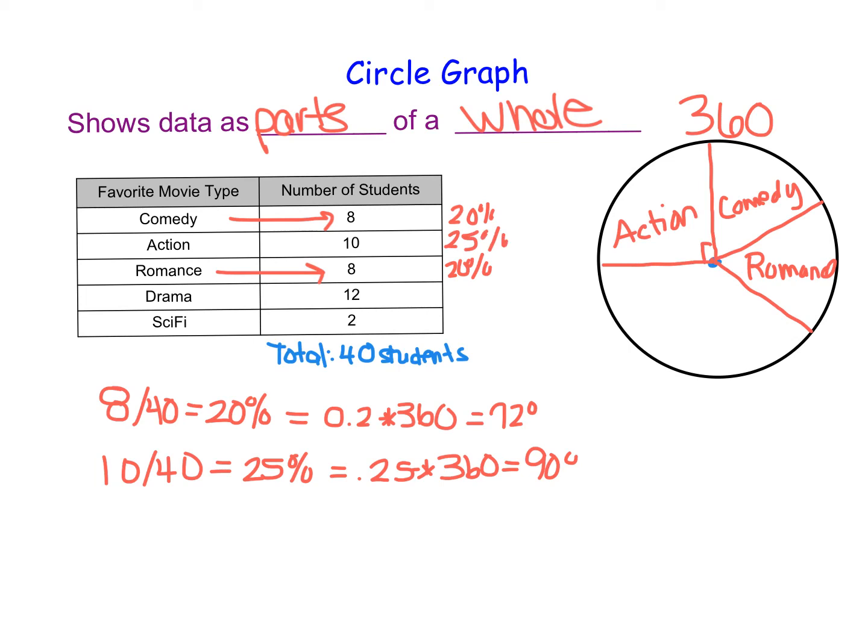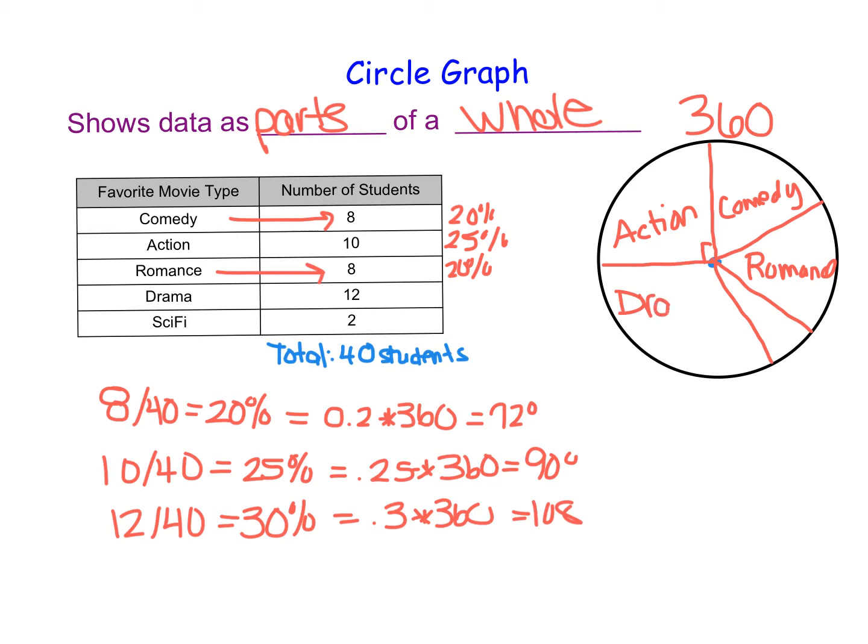Then I take 12 divided by 40, that gives me about 30%. Then to figure out how many degrees it takes up in my circle, it's 0.3 times 360, which is about 108, so that's going to be a little bit more. It's going to be about right there. So this is my drama. So that takes up about 30%.